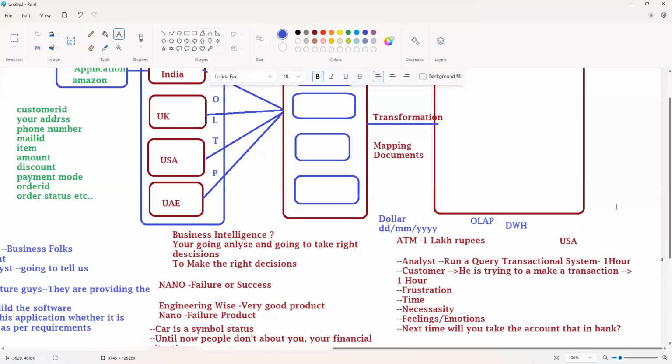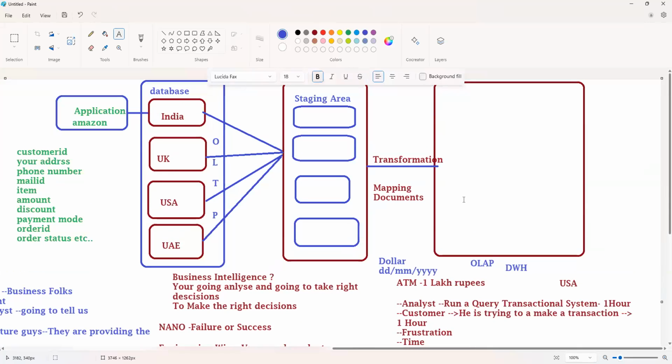These are the operations which we have to perform as part of the ETL. As part of the ETL, who is going to do these operations?